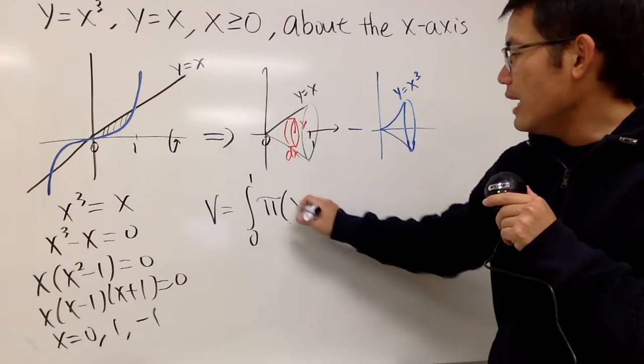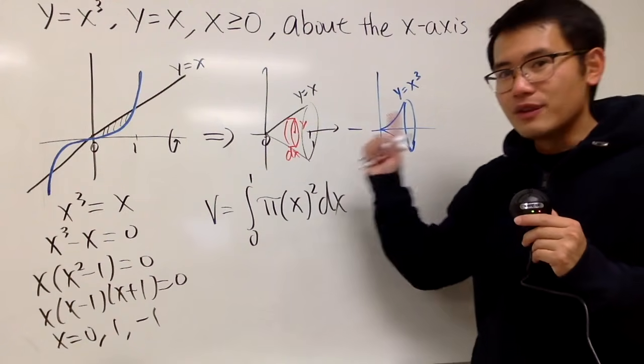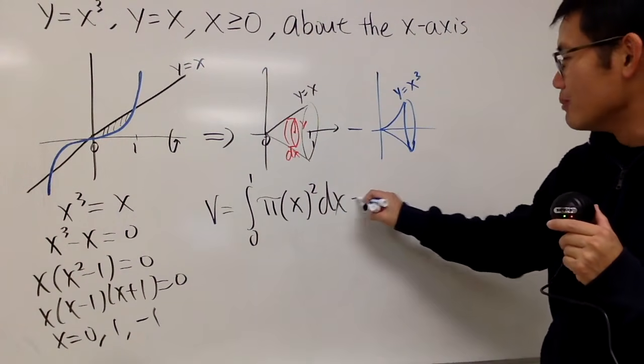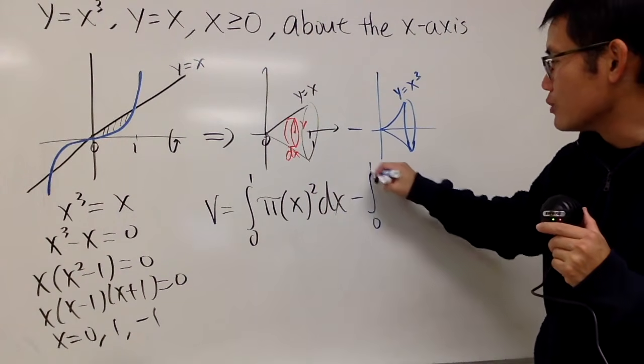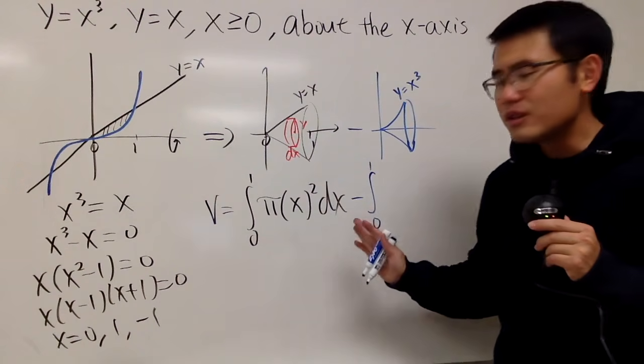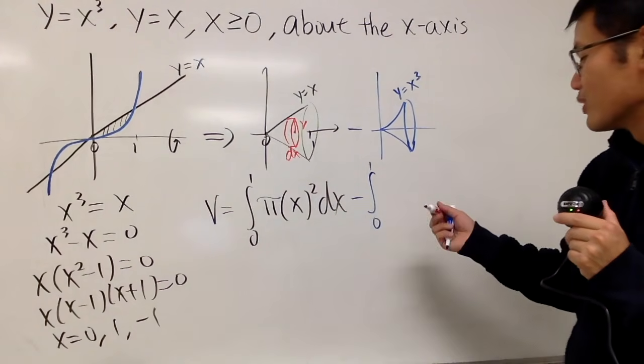So we have the x, and you square that, and you have the dx, like this. This gives you the volume of actually this cone right here. Now for this part, you minus the integral going from 0 to 1. And you can, of course, put the insides together, but I think it's easier to see what's going on if I write it as two separate integrals.